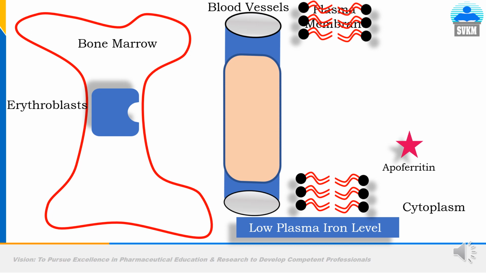The erythroblast causes the ingestion of this free iron by the endocytosis process, and from the erythroblast the transferrin helps in the transportation of the iron to the mitochondria, where it brings about the synthesis of the heme.